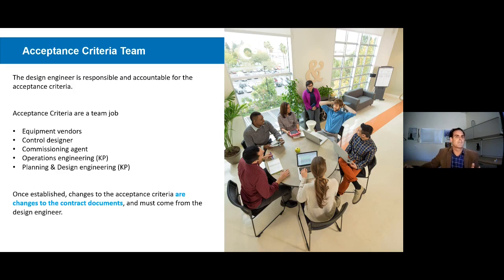Because it has to be the team effort: the controls vendor, the commissioning agent, the operations folks, the Kaiser engineering team, the equipment vendors. Those are all stakeholders in those sequences. So those sequences need to work for everybody. They need to be understood by everyone.